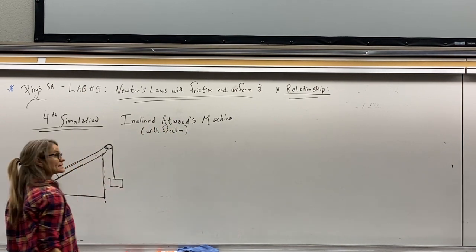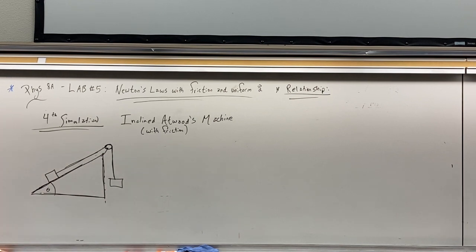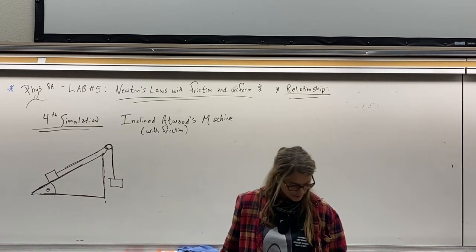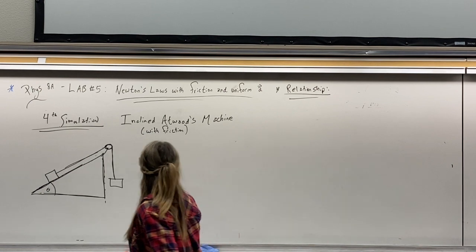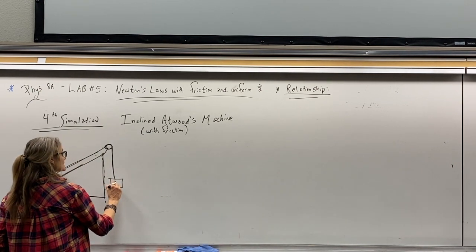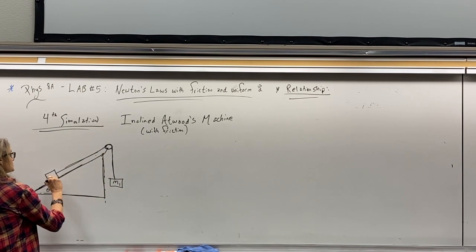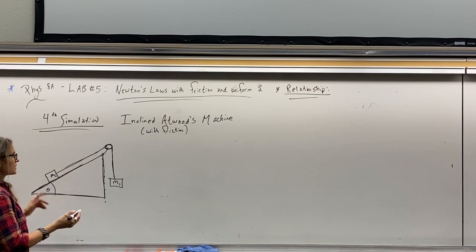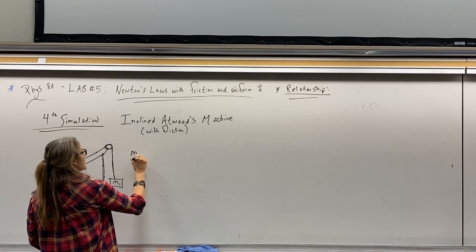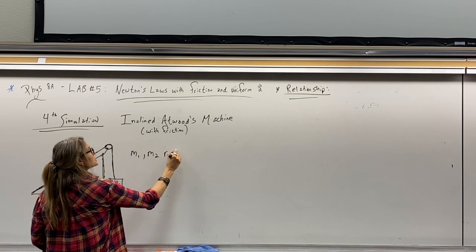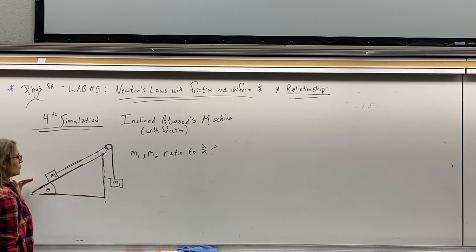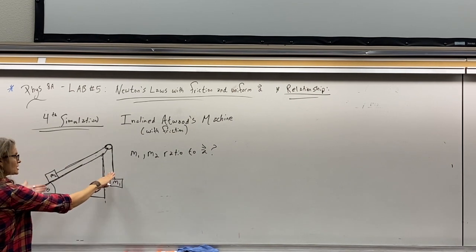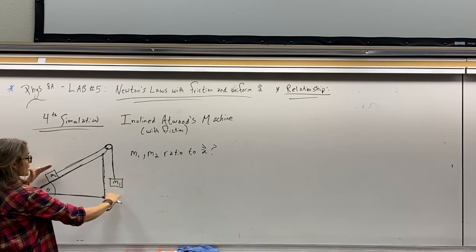And if we knew the masses and some other aspects, we could solve for coefficients of friction. The way I have this set up, I'm going to label it the same way. I have M1 and M2. Here I have this labeled as M1, careful, and this is M2. And we want to know the M1, M2 ratio to accelerate. Like what ratio of masses do we need to actually pull M2 up the incline?